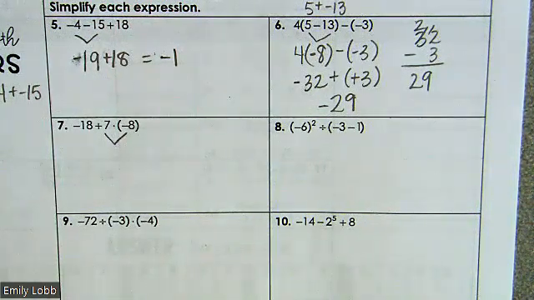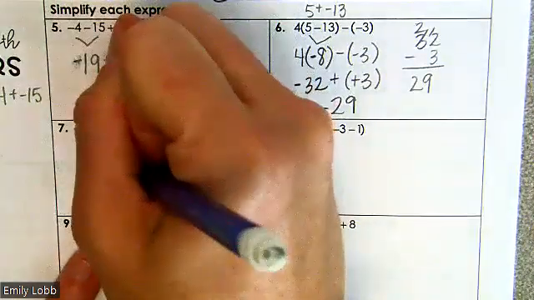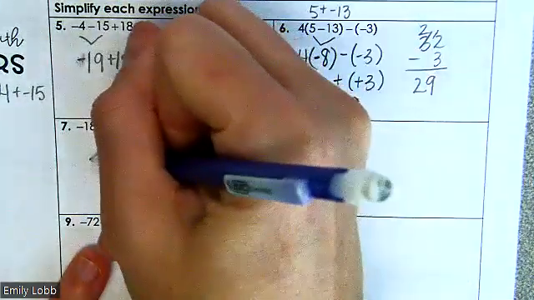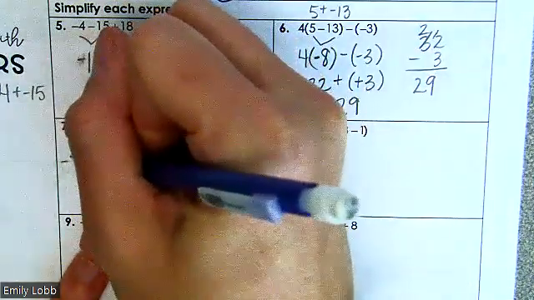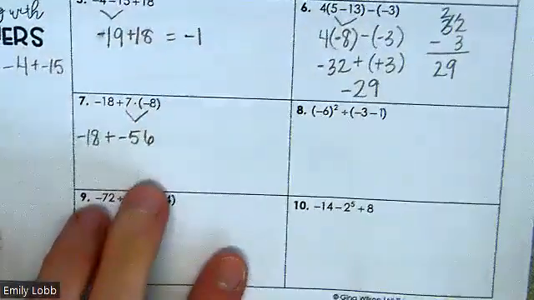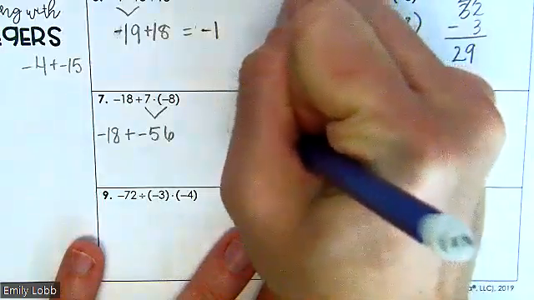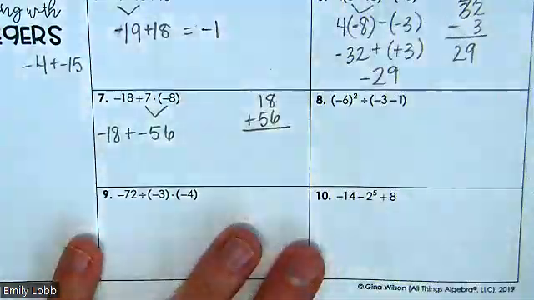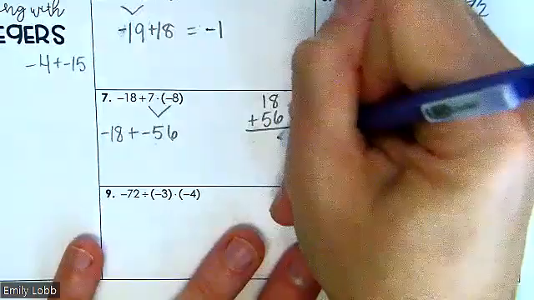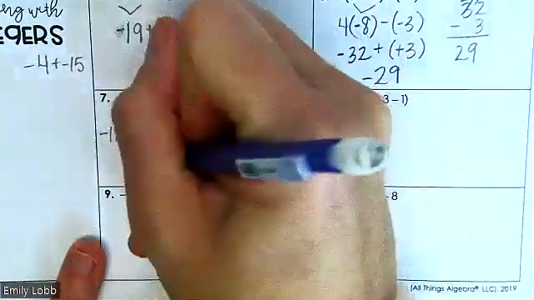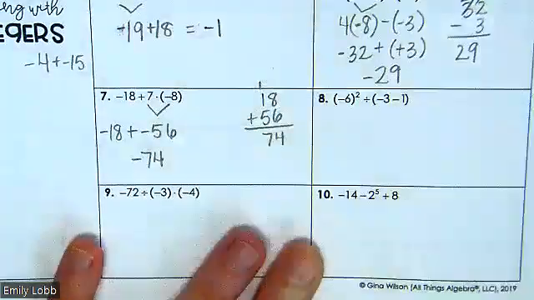42. No. 5, 6, 7, 8. 7 times 8 is 56, but in this case, it's going to be negative. I'm going to bring down my plus, and then I have negative 18. When my signs are the same, it's getting more negative. So I'm actually going to add these to make it more negative. 8 and 6 is 14. Carry the 1. 5, 6, 7. So negative 74.